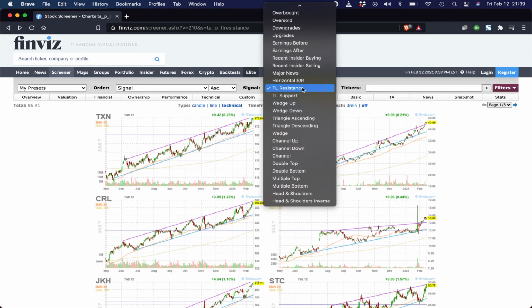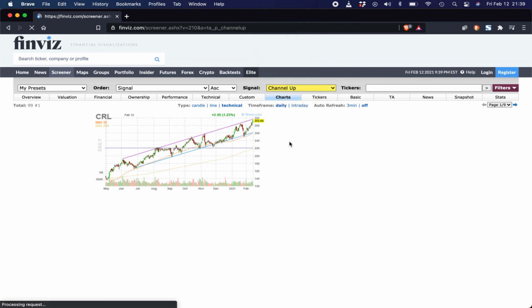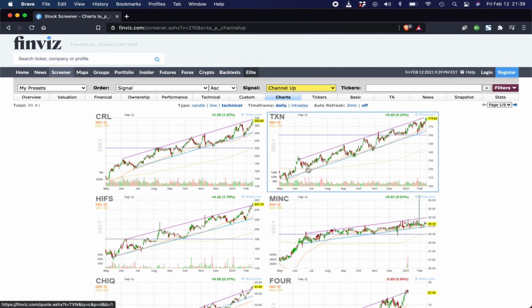Now let's look at channel up. Similarly, like I mentioned, stocks in an uptrend. So you can see the trend line resistance, which is connecting all the highs, and trend line support connecting all the lows. Fairly similar to the trend line support scan, where you see stocks nearing the trend line support. But in this case, you have to look at the chart to see whether it is near resistance or support. The channel up scan just pulls all the stocks that are in an uptrend, right?